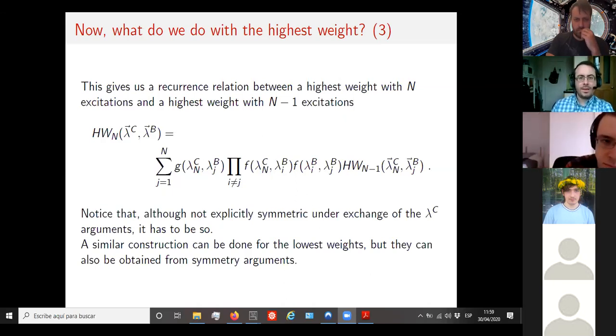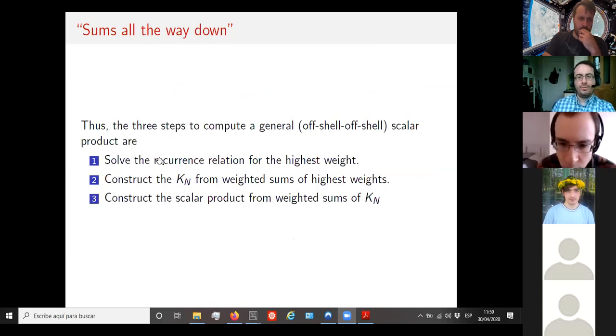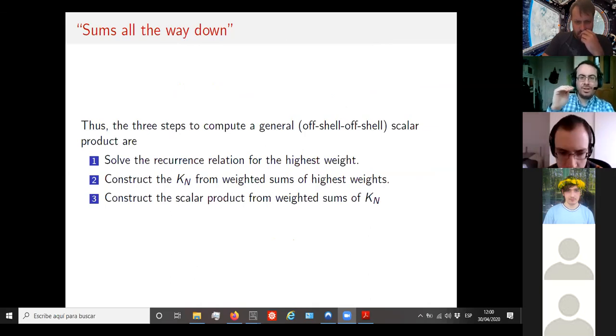So at the end, what do I have to do? First, I have to solve the recurrence relation for my highest weight. With that, I can substitute it into the KN. And with that, I can substitute into the scalar product and perform all the sums I have, which is going to be non-trivial. But that's something you can do.